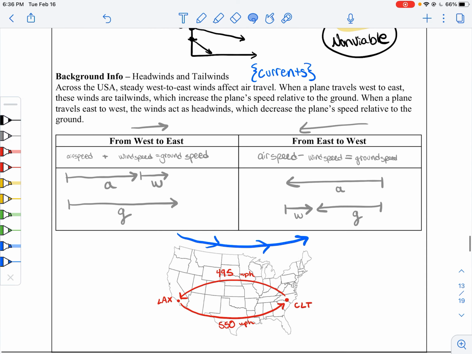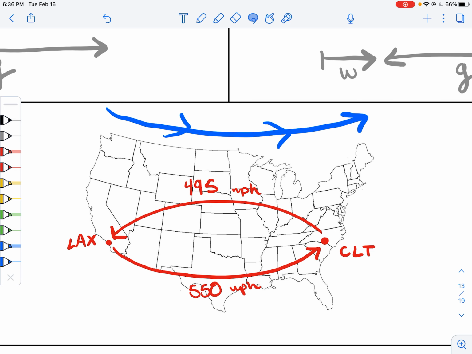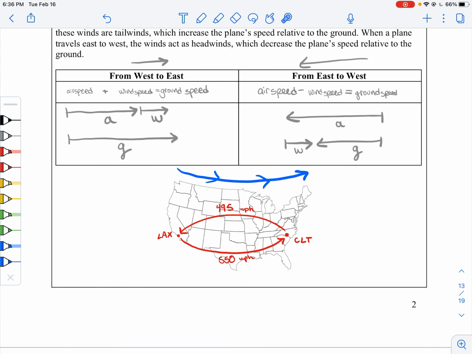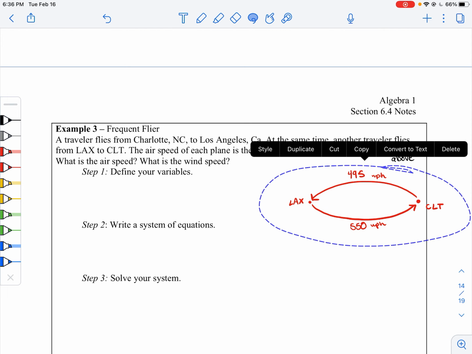Okay, here we go. Oh, look, I drew a nice picture for you. So this is what's happening. When you go from west to east, you get pushed because the air is pushing you a little bit. So you go faster. When you're going from east to west, the wind is going against you, so you go more slowly. I'm going to take this image and move it down here because we're going to need it.